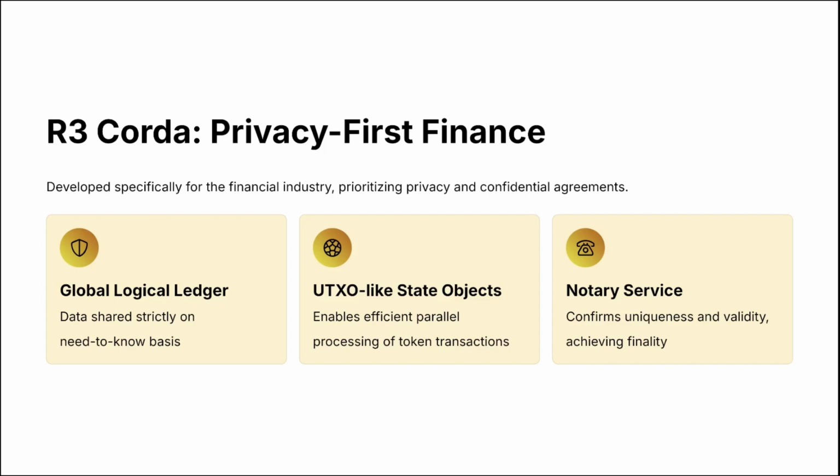Corda also uses UTXO-like state objects. We already covered that, which represent assets or obligations that are consumed and replaced in each transaction. This model supports efficient parallel processing, especially useful for handling complex financial instruments or high-throughput token-to-token transfers. In short, Corda delivers a platform where privacy, precision, and performance come together, tailored to the specific needs of institutions managing sensitive, high-value financial transactions.